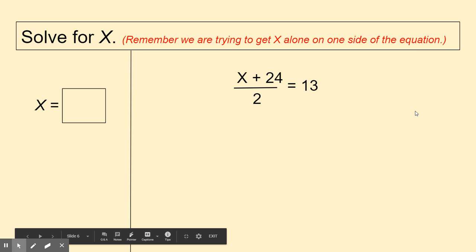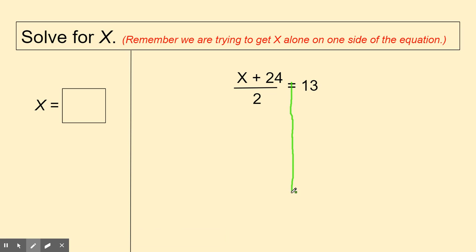And our last practice problem for the day is x plus 24 divided by 2 equals 13. So knowing that this is x plus 24 divided by 2, how are we going to undo that divided by 2? We will undo it by multiplying by 2. So we're going to multiply both sides by 2, because what we do to one side, we have to do to the other.